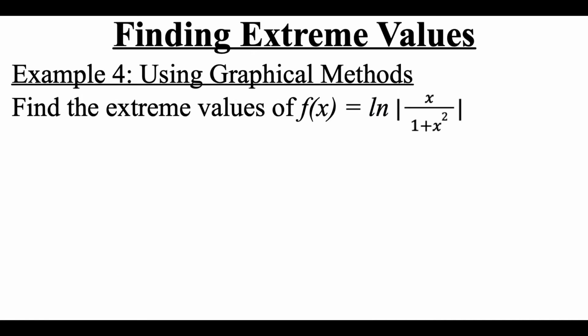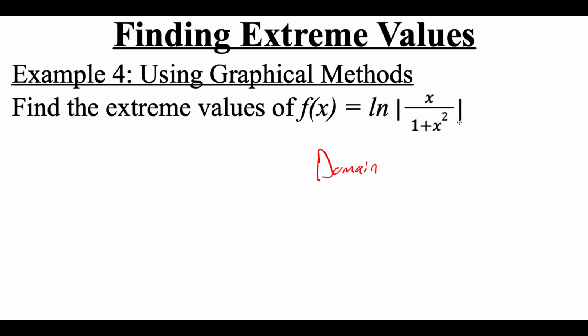In this last example, we're going to look at finding extreme values using graphical methods. So we're going to find the extreme values of the function natural log of the absolute value of x over 1 plus x squared. Now, before we get to the actual graph, I want to talk about the domain of this function. We're dealing with a natural log, and anytime you're dealing with logarithms, you can't do the logarithm of a negative number, and you also can't do a logarithm of 0.